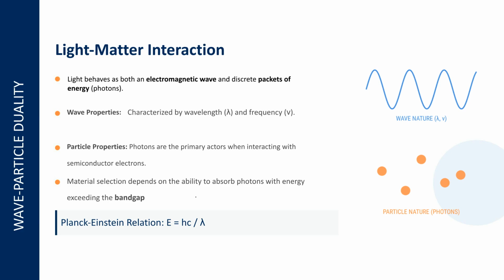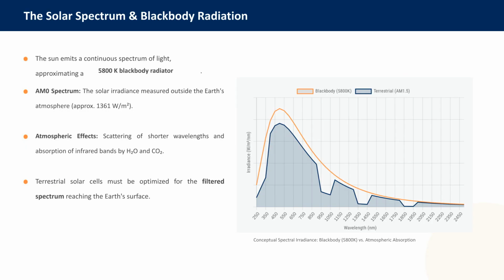If it has more energy than the band gap, the excess energy is rapidly lost as heat, a process called thermalization. Therefore, knowing the exact energy of our incoming photons dictates what materials we must choose to absorb them. But the sun does not emit just one wavelength of light. It emits a broad, continuous spectrum.